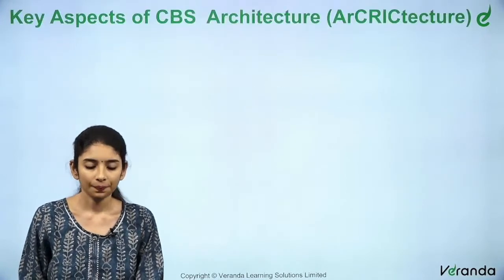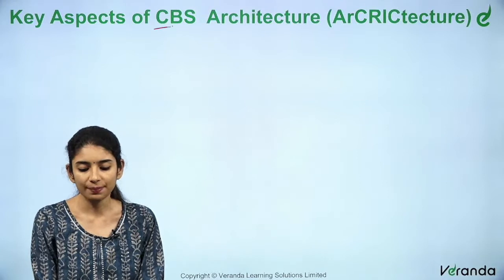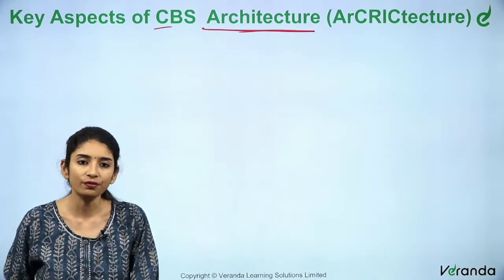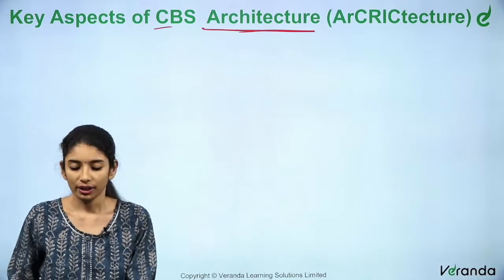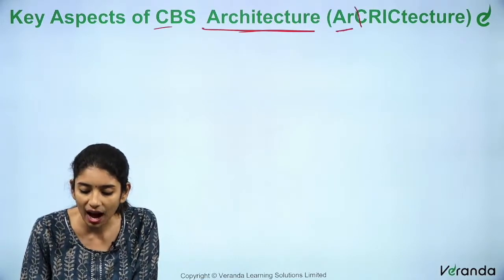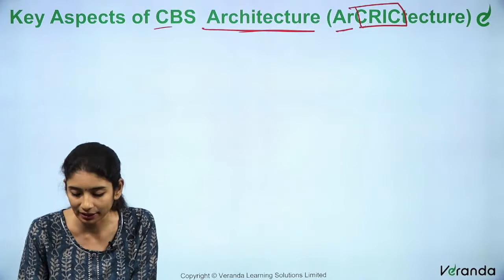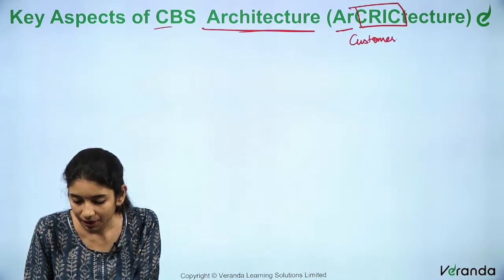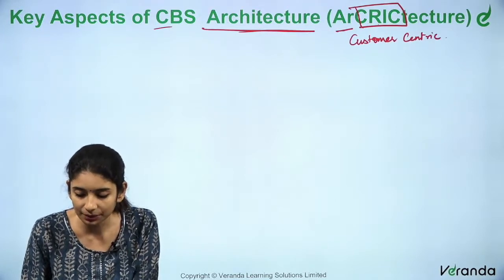Clear? Next question, guys: key aspects of CBS architecture. I'm going to read it as CRAFT, architecture. C for customer centric. The banks need to provide the right services to the right person at the right time.